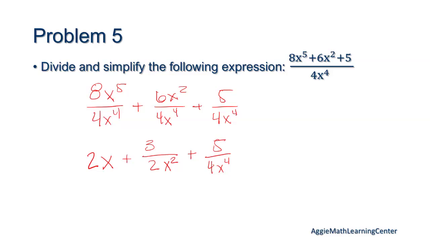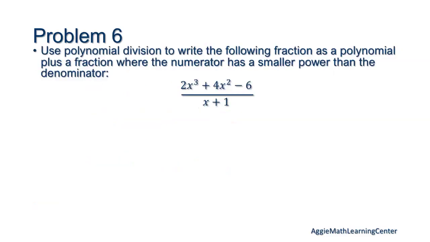Okay, we can check ourselves there. 2x plus 3 over 2x squared plus 5 over 4x to the 4th. Let's go. We feeling good about the problem? Yep. Okay, nice job. Okay, our next one, this one's not a monomial, so we have a polynomial that we're dividing by.